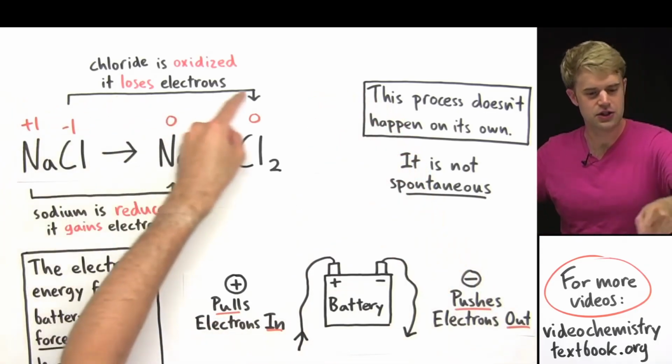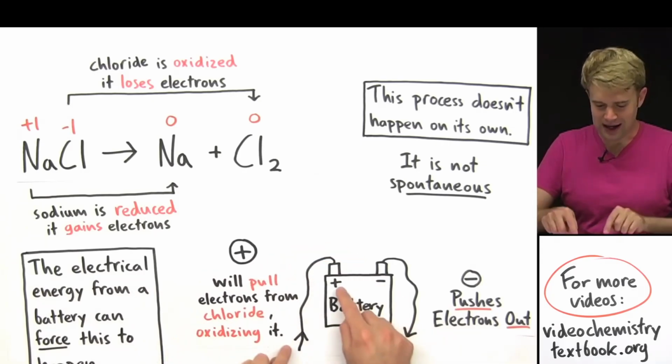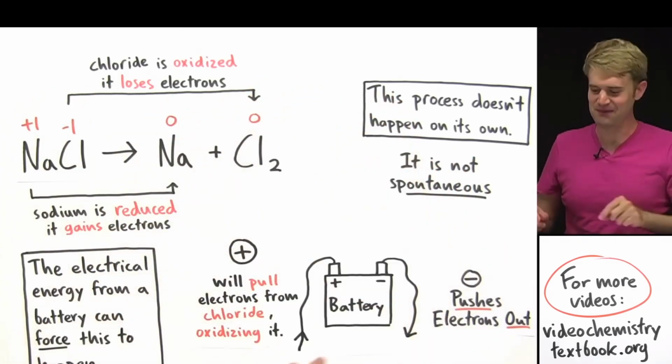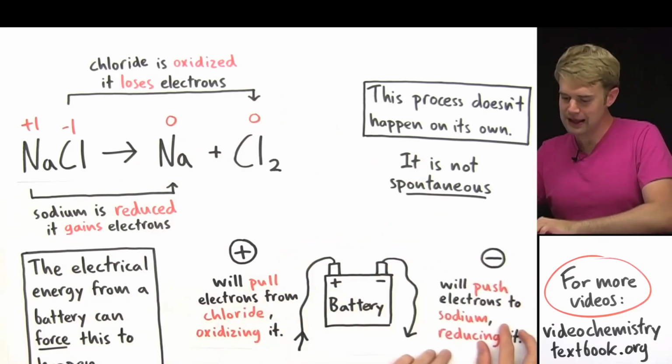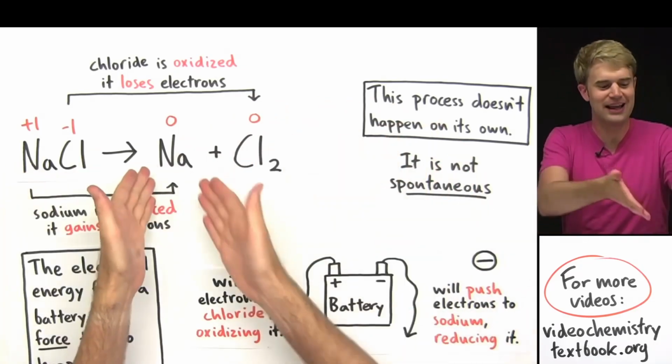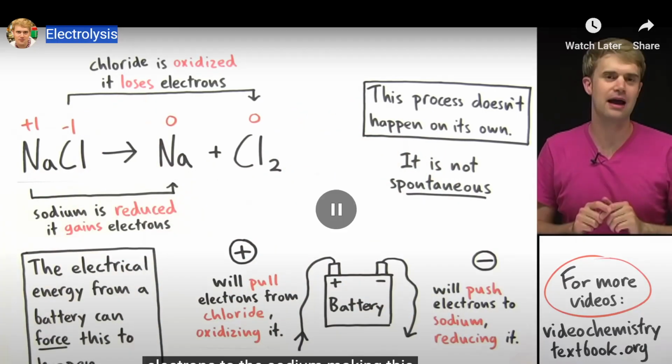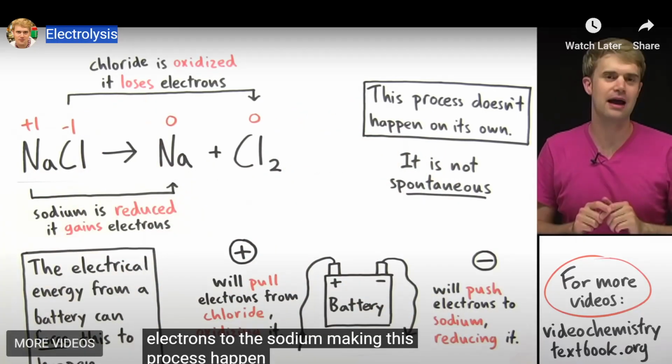So chloride doesn't want to lose its electrons. But you know what? The positive side of the battery just pulls electrons away from it, right? It's like, you don't want to lose these electrons? Tough. I'm just going to pull them away from you. And the negative side of the battery that pushes electrons out, it's going to push electrons to sodium. Sodium doesn't want to gain electrons? Too bad. The negative side of the battery is going to push electrons to the sodium, making this process happen. Did you catch that?